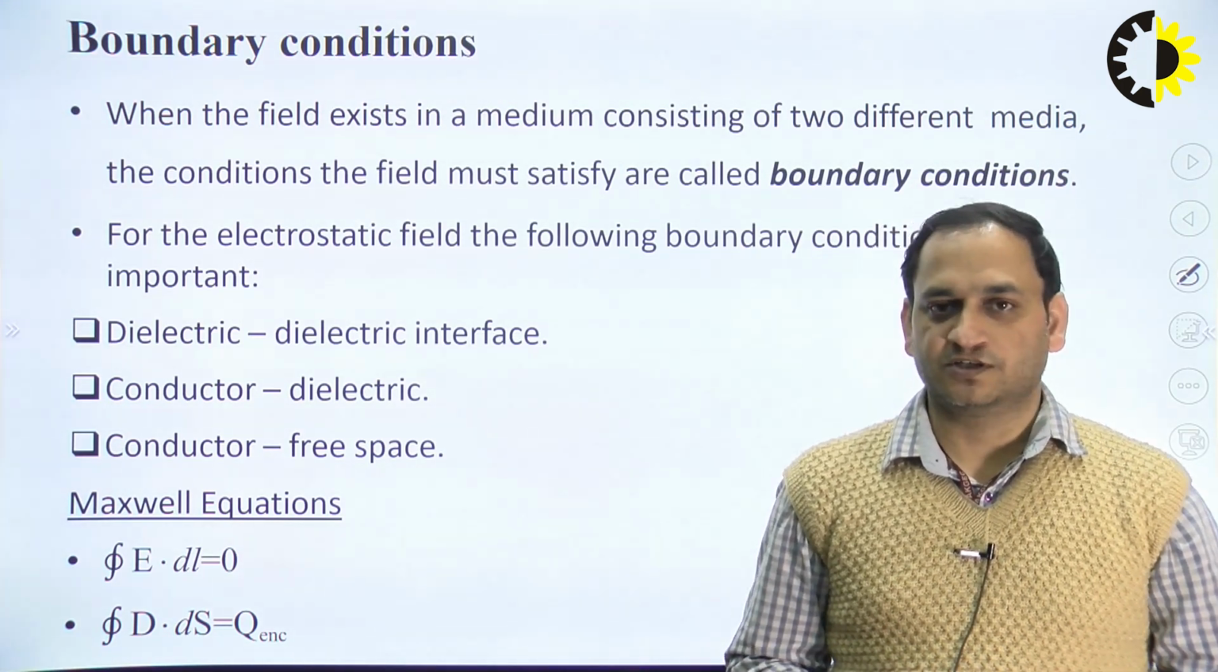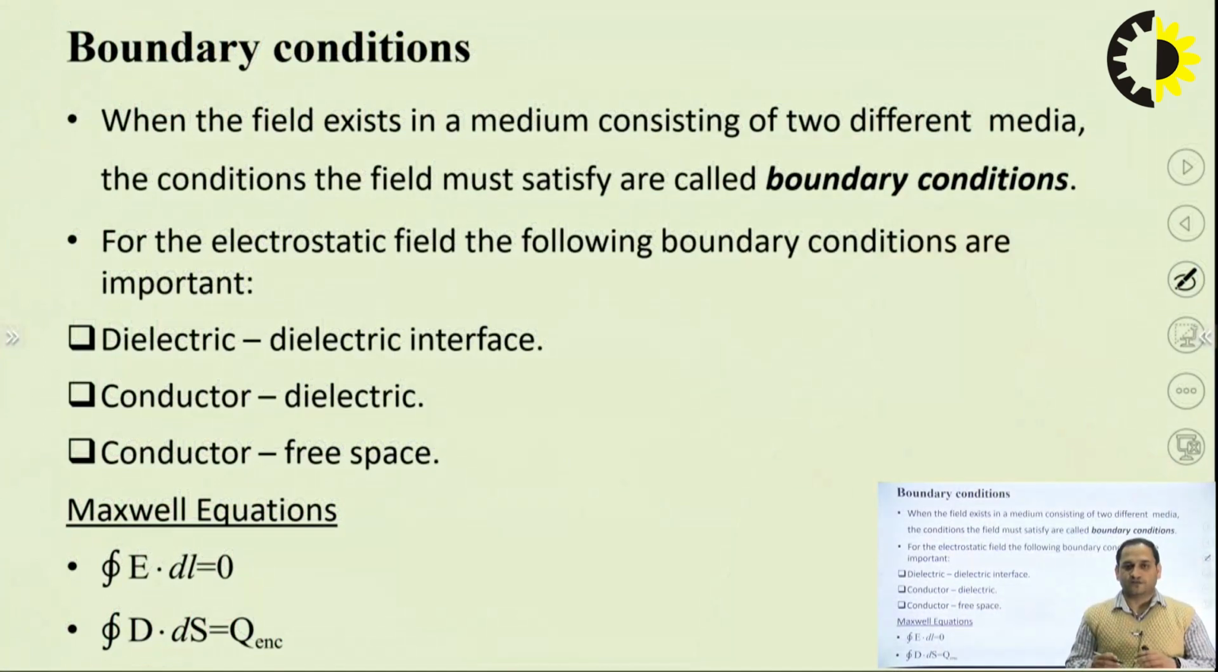Boundary condition means when we have two mediums. Till now we have discussed one medium, in which we found the force and then the electric field. Now the case is when we have two mediums, medium 1 and medium 2, and we want the condition between these two mediums at the interface, or the boundary.